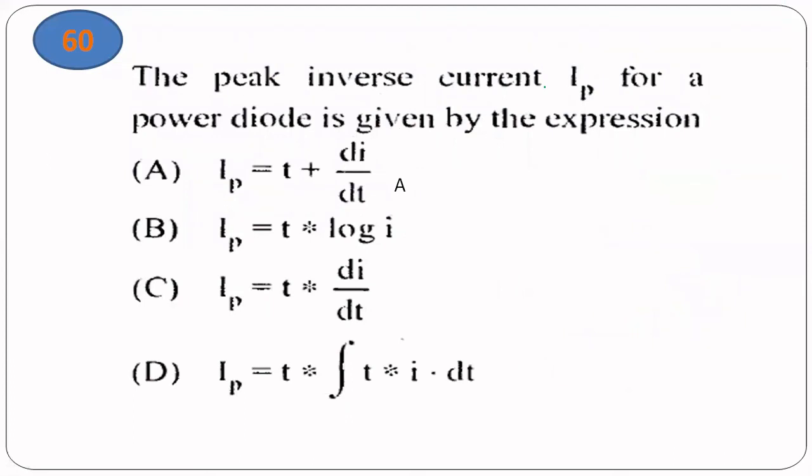Now, the peak inverse current for a power diode is given by the expression t into di by dt, where di by dt is the rate of change of current with respect to time, and t is the time required. Since we are speaking about peak inverse current, the time multiplied by the rate of change of current with respect to time determines the peak inverse current.